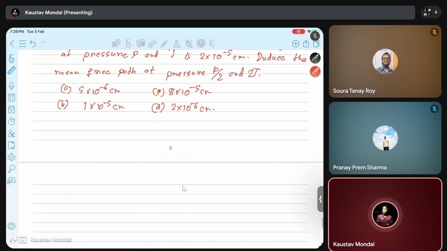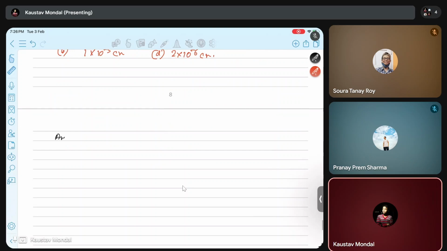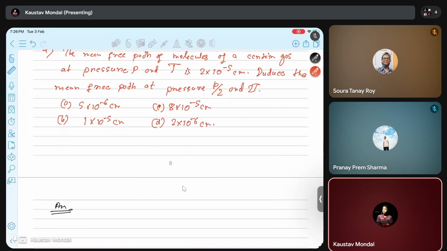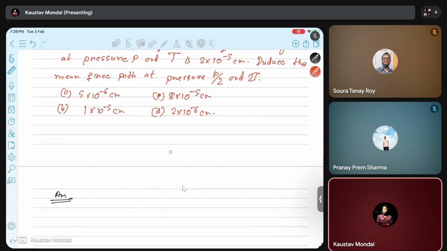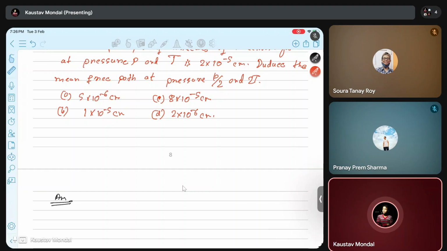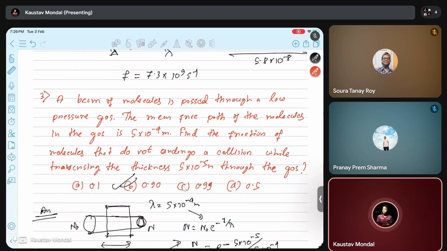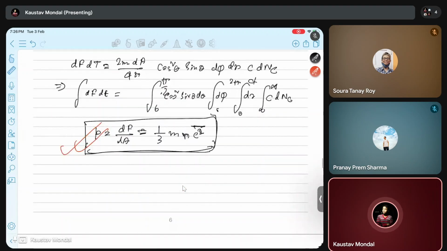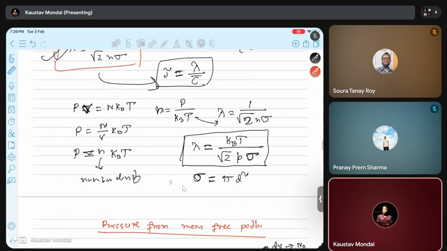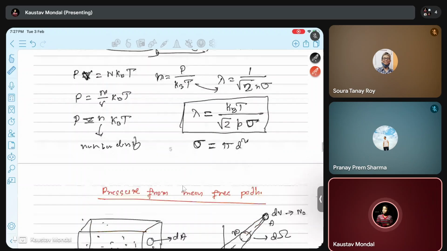So to do that, what you have to do basically, we previously have derived the lambda, right? In terms of the pressure. This is the expression of the mean free path lambda in terms of the pressure, right? So in this case also we will use this same expression.